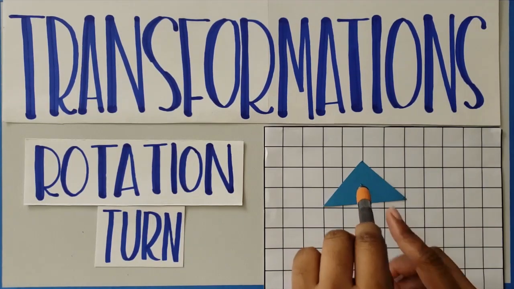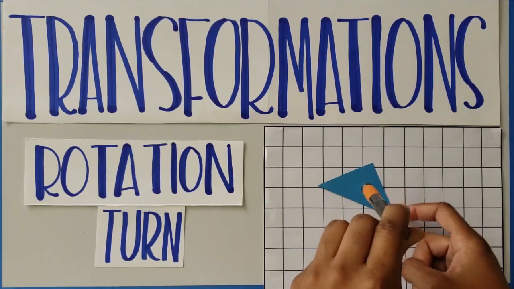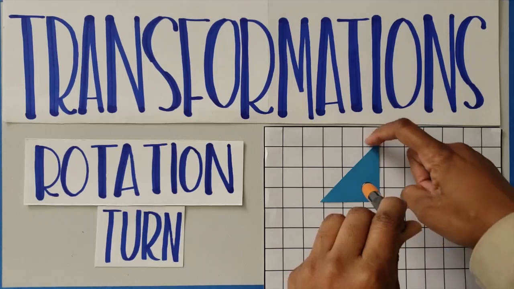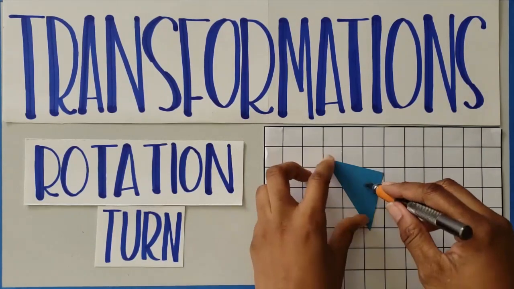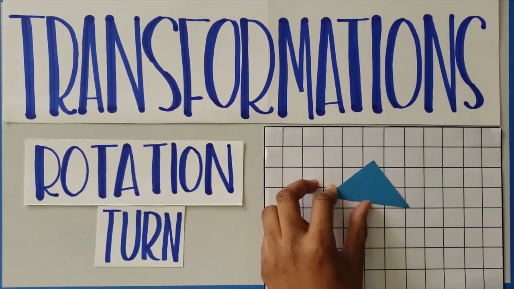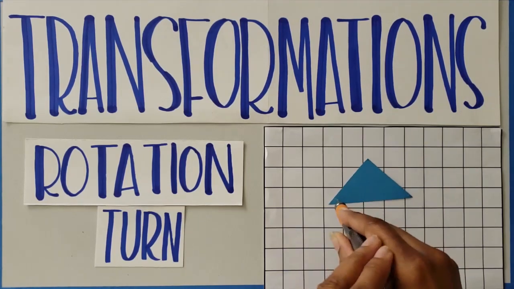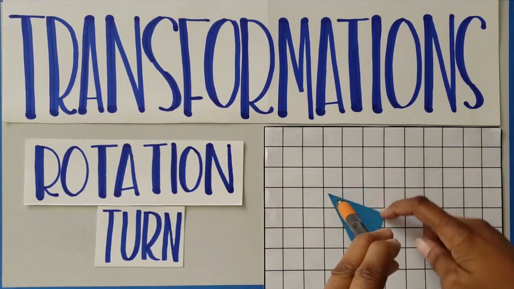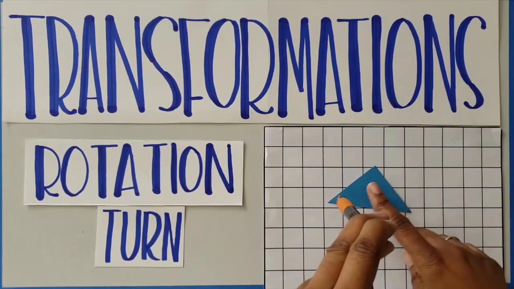I'm sorry, my hand is in the way. I'm going to try to move it out of the way a bit. All right, so I'm going to hold that steady. And now I can rotate my figure about the point. All right, now I'm going to pick a new center of rotation. So I'm going to select this area here. I'm going to press and hold that. And now I can rotate my figure about that point.